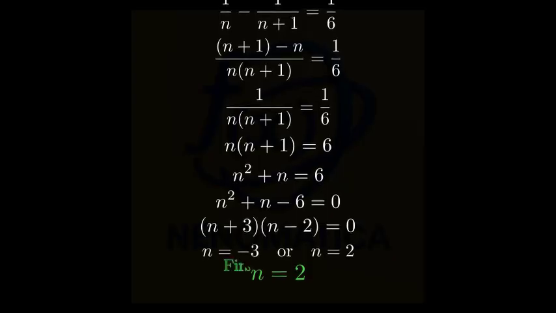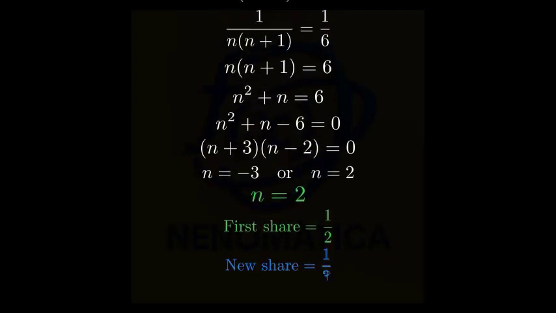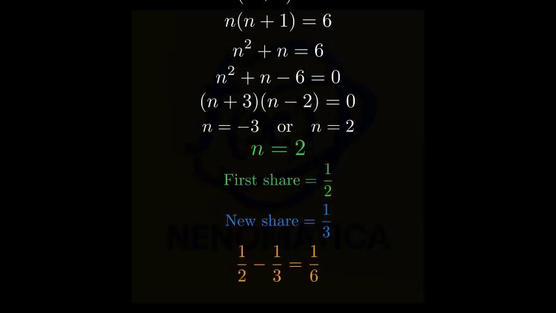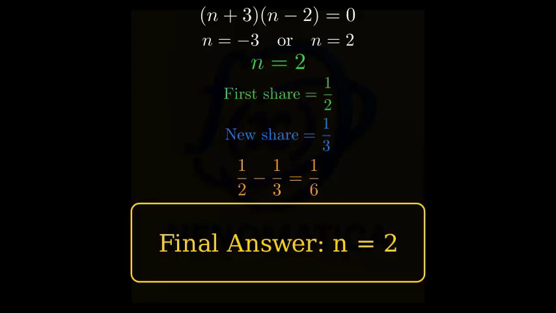Quick check. If n equals 2, the first share is 1/2. With one more person, the new share is 1/3. 1/2 minus 1/3 equals 1/6. The condition is satisfied. Therefore, the cake was first divided among 2 people. After a third person joined, each person's piece decreased by exactly 1/6 of the cake.